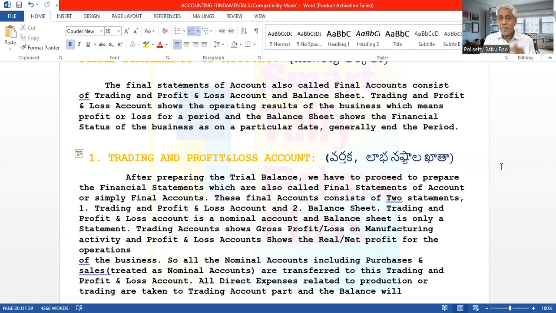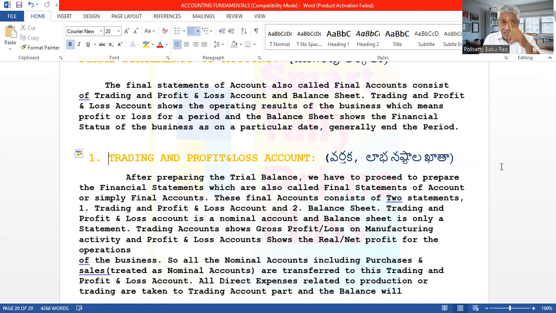Sales you are taking, purchase you are writing on the debit side. On the purchases or manufacturing of goods, including the direct expenses, still there is some stock remaining. So then you have to reduce that from production. On the credit side, we have to write that stock also. Only sales and stock we write on the credit side. On the debit side, we write all the direct expenses.